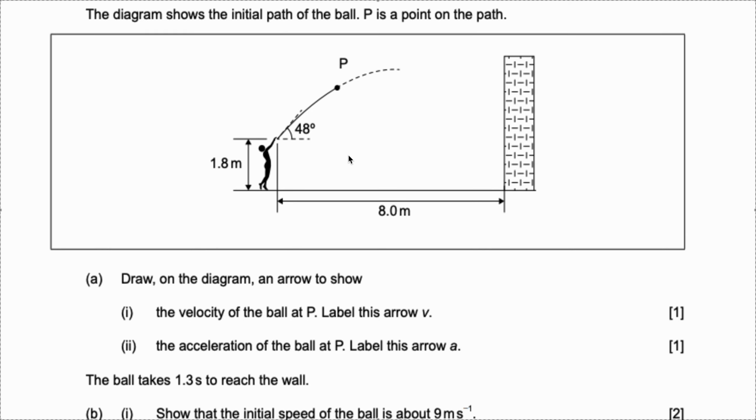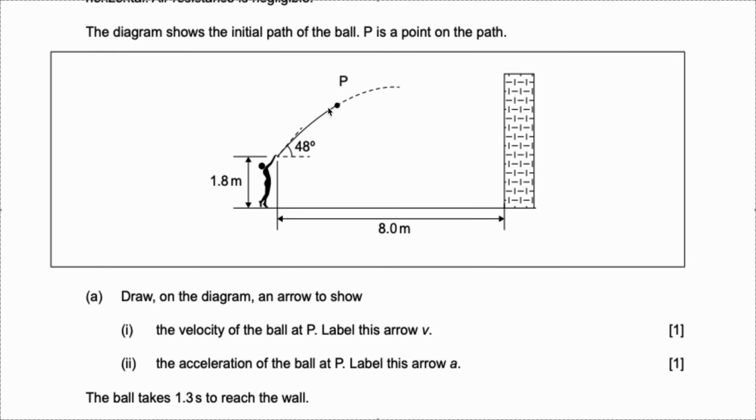Okay, so part A. Draw on the diagram an arrow to show, first part, the velocity of the ball at P. Now, we can look at this trajectory of this ball and it's pretty obvious that this is projectile motion. The tangential velocity at this point is basically the velocity of the ball. So if I draw a line tangent to this point P, that's the velocity of the ball at this particular point. And so the velocity will be something like that. And we can label this V. This is the trajectory of the ball, and so this is about the velocity as well.